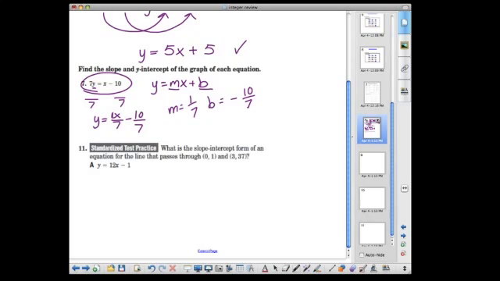So this is standardized test practice number 11. What is the slope-intercept form of an equation for the line that passes through these 2 points? That's also a little bit of a problem. The answer is given here. It says y equals 12 times x minus 1. I'm going to show you how that works.